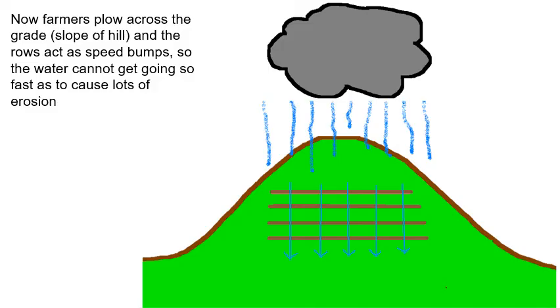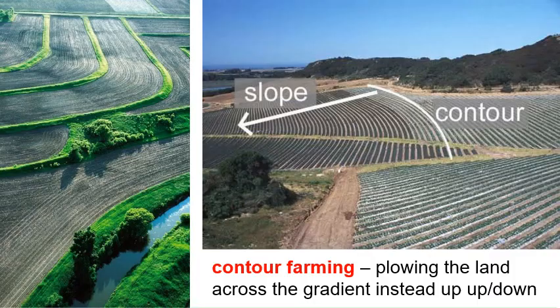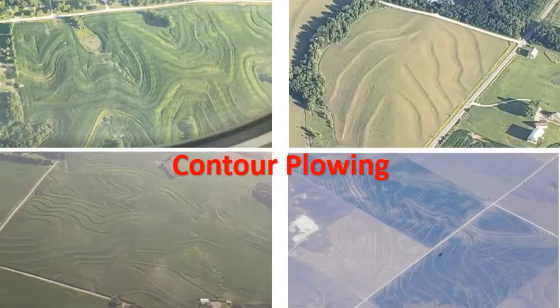And now when the water goes downhill, it has to go over each little row of plants, and that acts as a little speed bump, keeps the water from going too fast, and that lessens erosion. That's called contour farming or contour plowing, and that's when you plow the land across the gradient instead of up and down, and that will make the water slow down as it goes down the slope. Here's examples of this, and you'll see this when you look out the airplane window, why farmers don't necessarily plant in nice, neat, straight rows anymore.